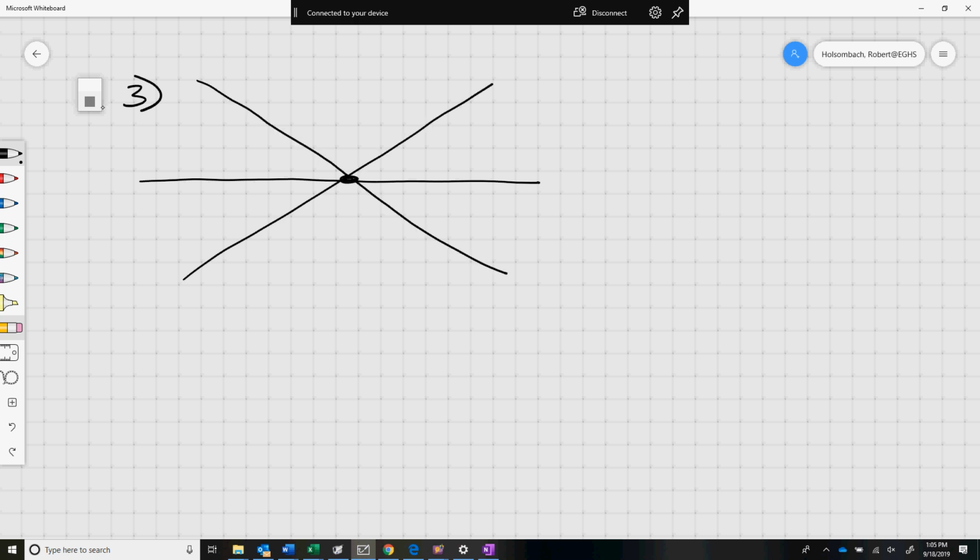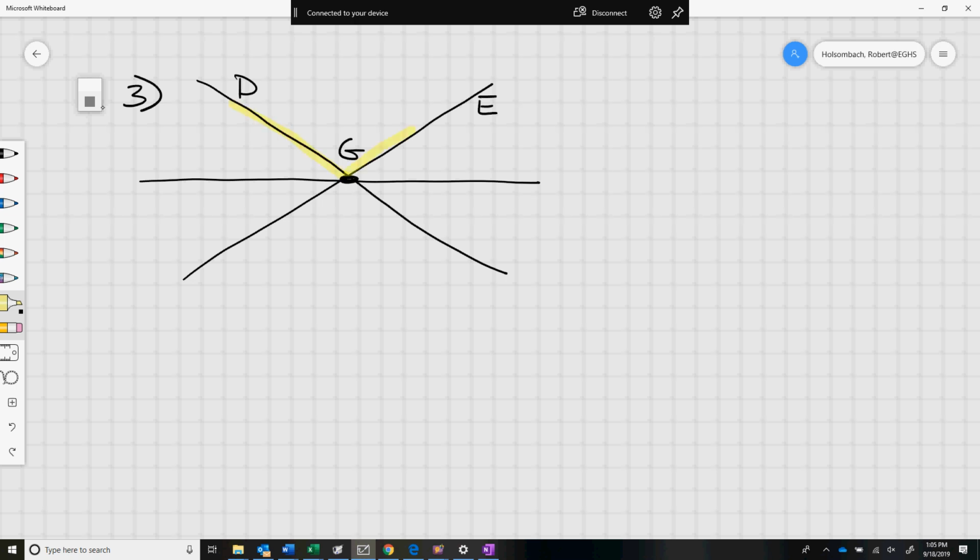3. Find an angle adjacent to DGE. This is DGE. I would get a highlighter out tomorrow or today and highlight this angle, DGE. And then if you want, you could even color it in. And what you need is an angle that's adjacent to it. And adjacent means next to.